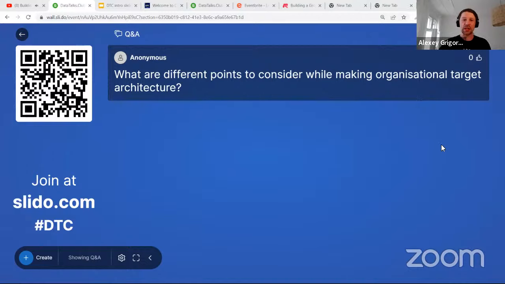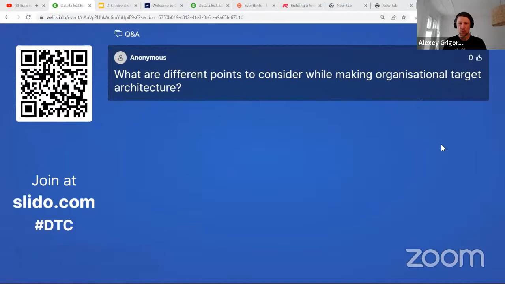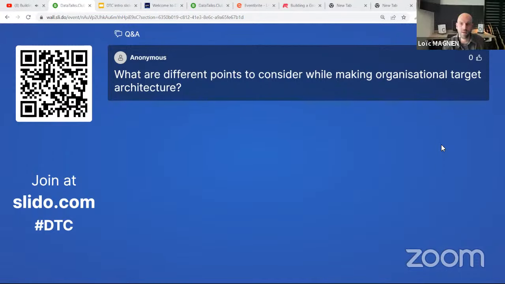I am going to share my screen because there's a question here. And the question is, what are different points to consider while making organizational target architecture? So first thing, I guess, is going to be the size of your team. If you have one person in the data department, then you don't need to make organizational changes, I guess.